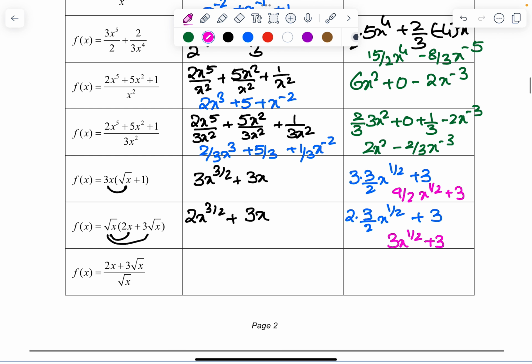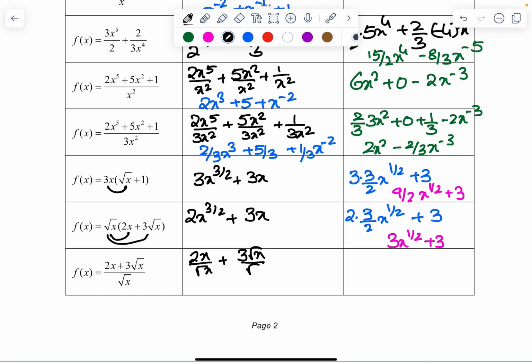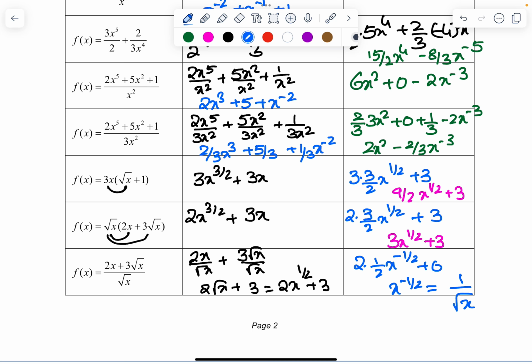And finally, 2x upon square root of x plus 3 root x upon square root of x. So it becomes 2 square root x plus 3, which is 2x power 1 upon 2 plus 3. So the answer should be 2 times 1 upon 2 x power 1 upon 2 minus 1, which is minus 1 upon 2, plus 0. So which is x power negative 1 upon 2 or 1 upon root x. That's the answer.